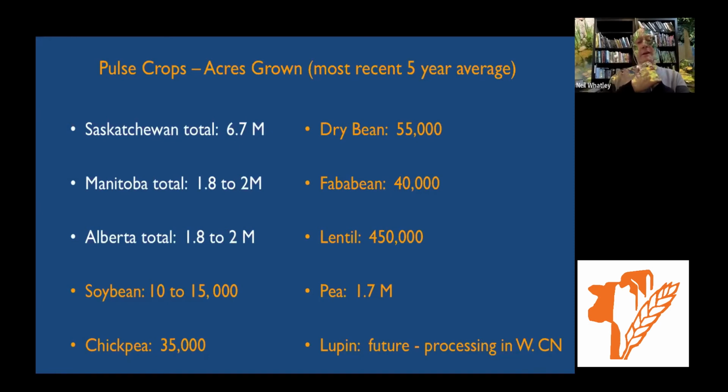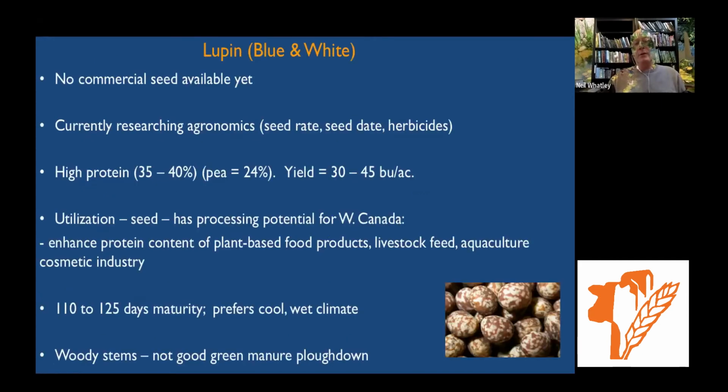Next, I'm going to talk about what's in Alberta here. So in Alberta, we have soybean, 10 to 15,000 acres, chickpea 35,000, dry bean 55,000, faba bean 40,000 acres, lentil 450,000, so closing in on 500,000. Pea is 1.7 million. Some years we have 2 million acres. And lupin is a new crop for us, and it's being researched right now, and it's got a future. It's not growing much at all, but it's got a future in the processing world. So we'll talk about lupin right off. Lupin, blue and white.